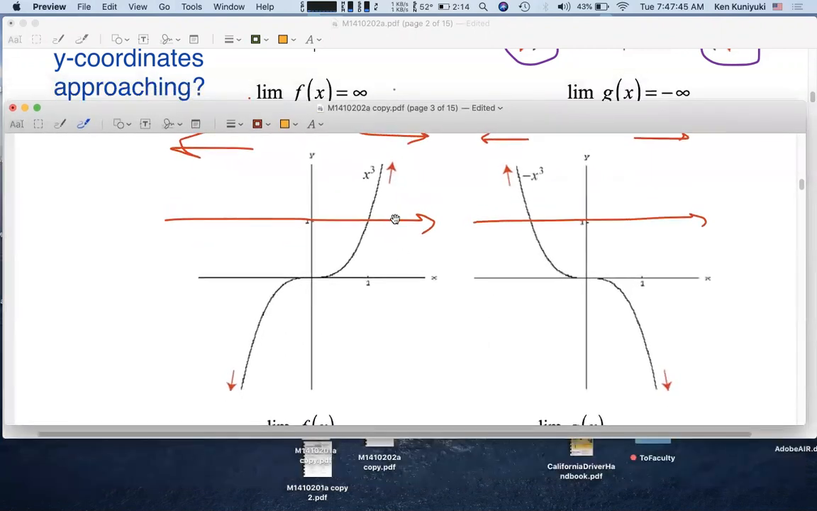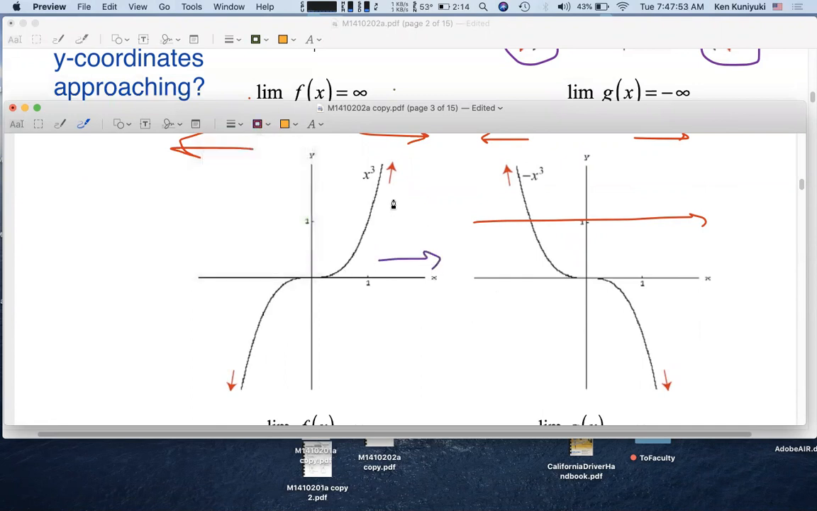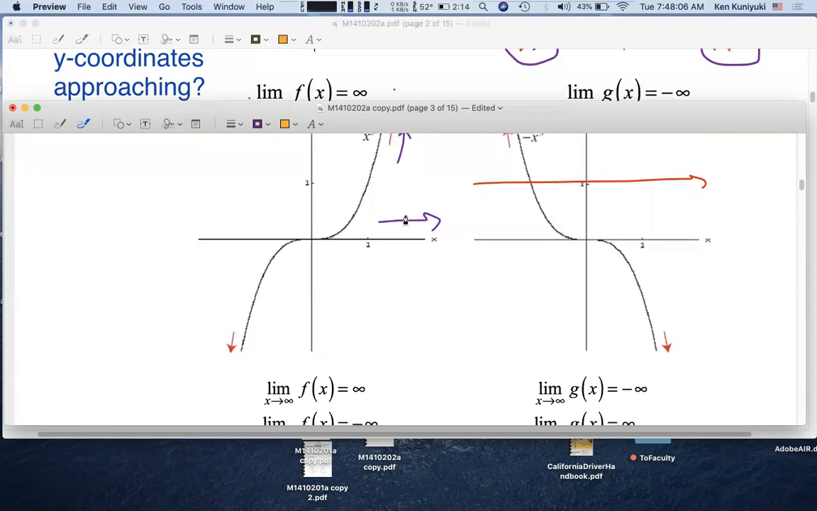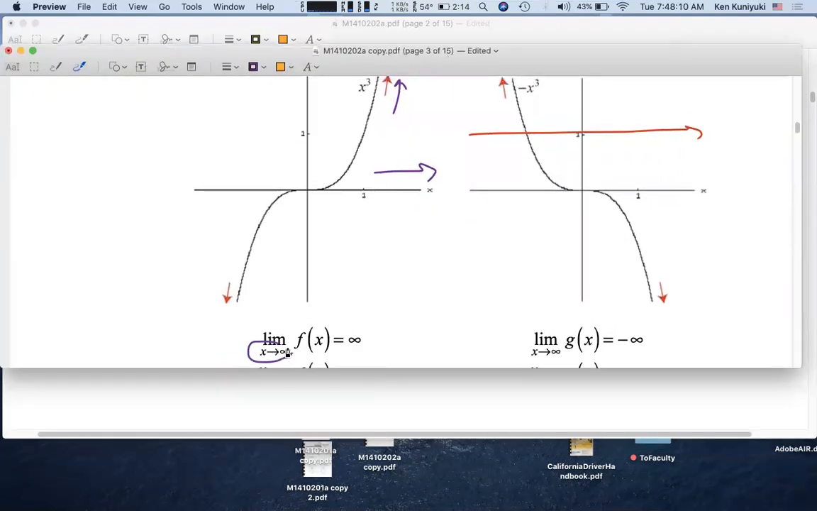All right. So in the case of y equals x cubed, as x approaches infinity, the y coordinates also approach infinity. So as x goes to a million, a billion, a trillion, the y coordinates are going a million cubed, a billion cubed, a trillion cubed, and those are also approaching infinity. So that long run limit will be infinity.